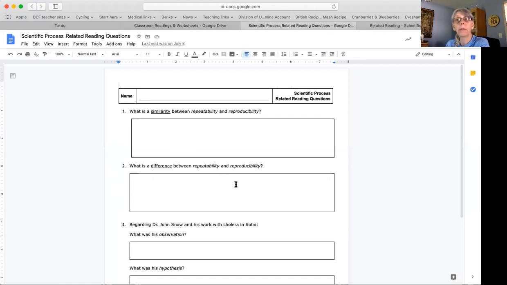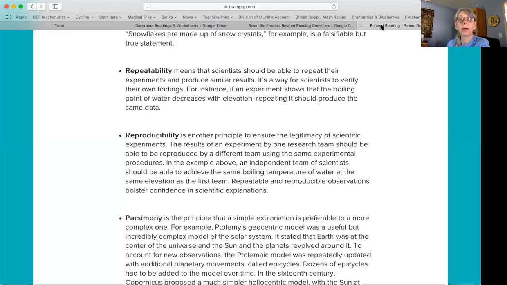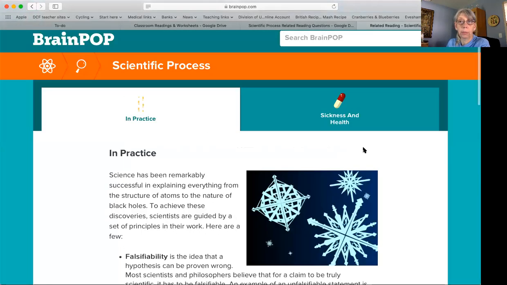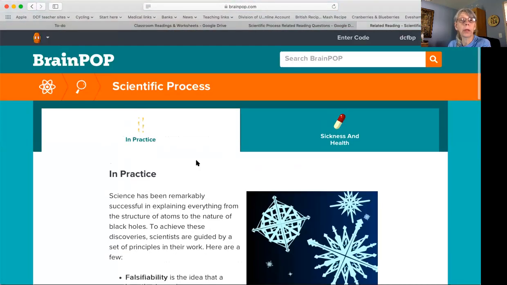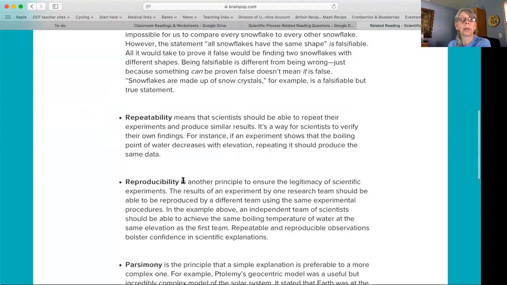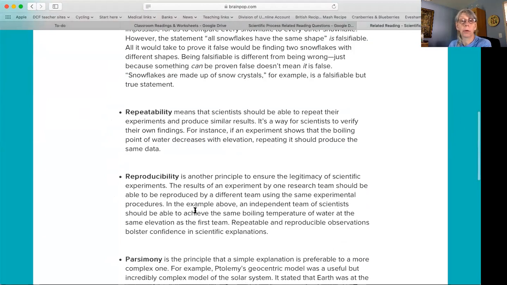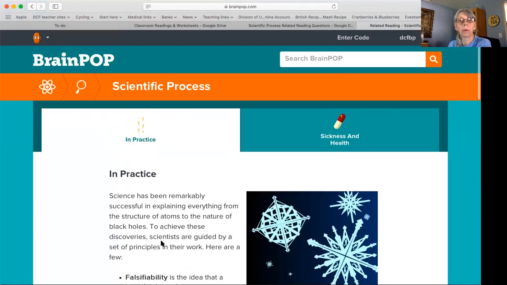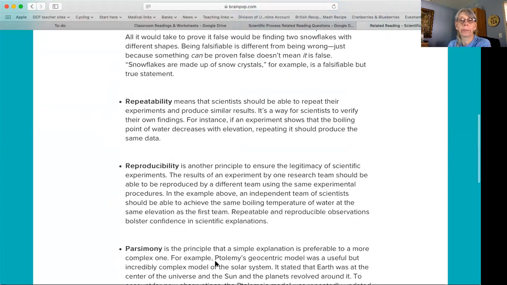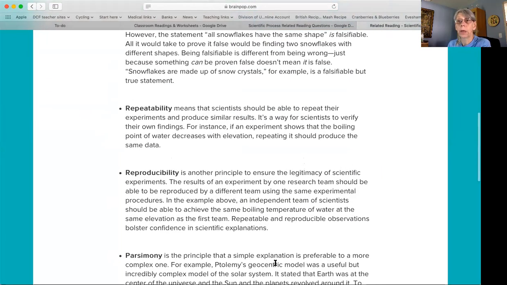All right, now if you click the link to the related reading in the classwork assignment, it will take you to this page here in BrainPOP. We're going to look at In Practice first. That comes up first, and here are the words we care about today. The other ones we'll deal with later. Today we're worried about repeatability and reproducibility.